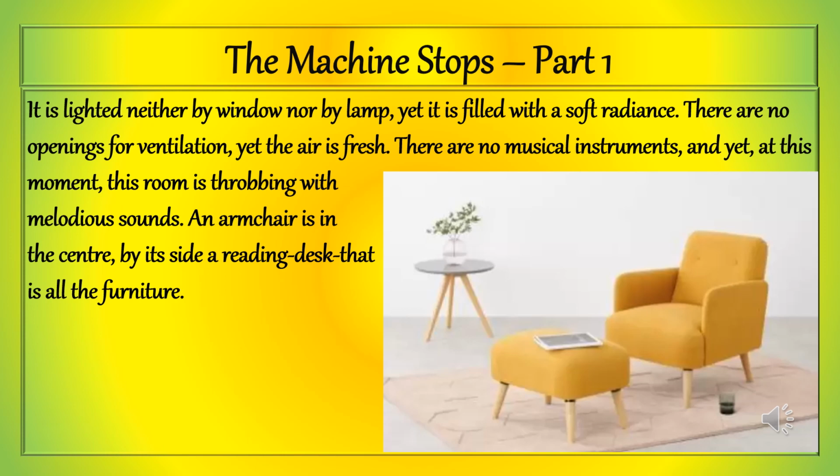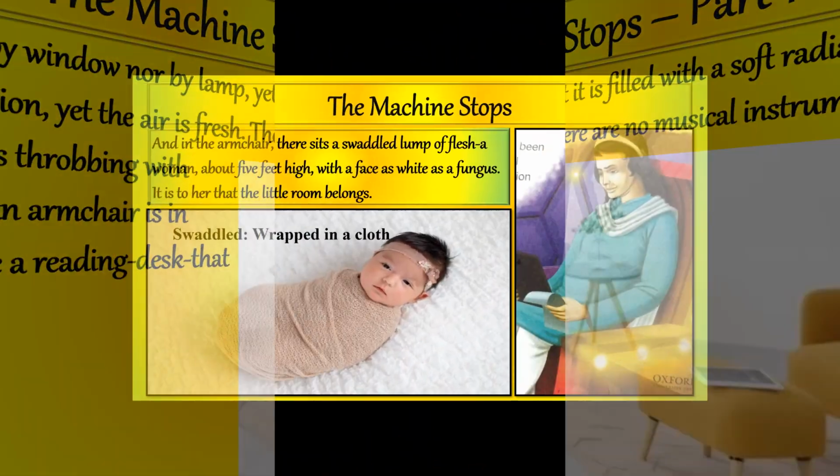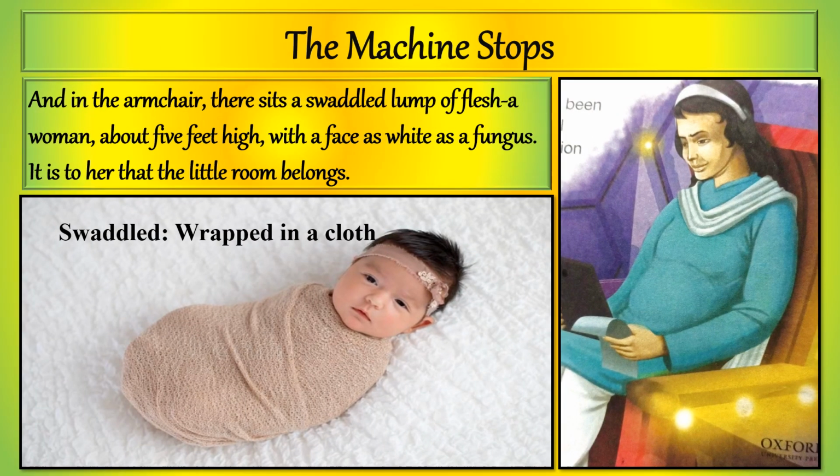An armchair is in the center. By its side, a reading desk. That's all the furniture. The writer wants to say that there was only a chair and a reading desk in the room. And in the armchair, there sits a swaddled lump of flesh, a woman about 5 feet high with a face as white as a fungus. It is to her that the little room belongs.